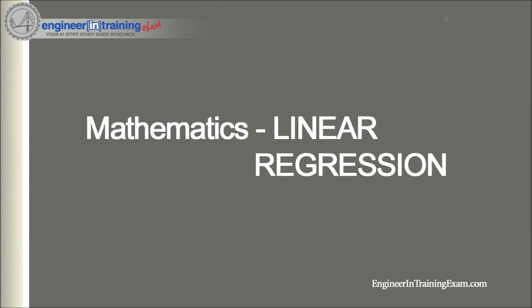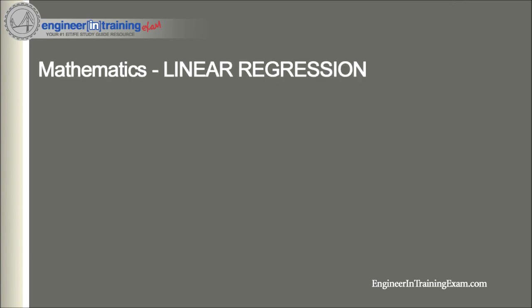From engineeringtrainingexam.com, and in this video we will review linear regression. It may be necessary at some point to draw a straight line through a set of data points. Using the method of squares, we can define the least squares regression line that best represents the given data. The regression line is given by y is equal to mx plus b, and the characteristics of this line can be defined using a four-step process.